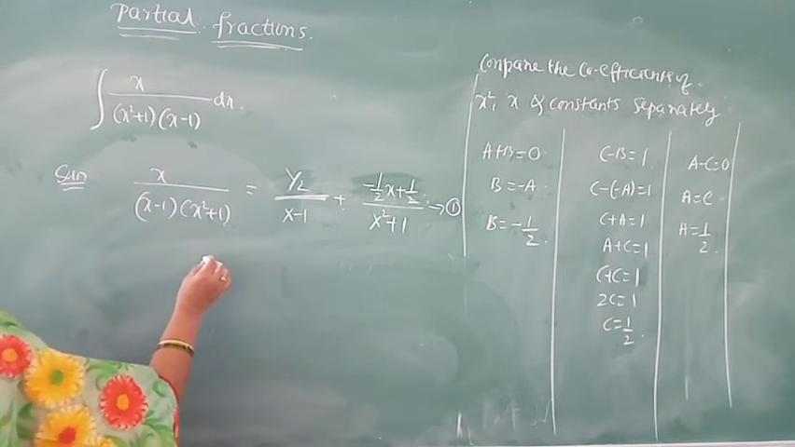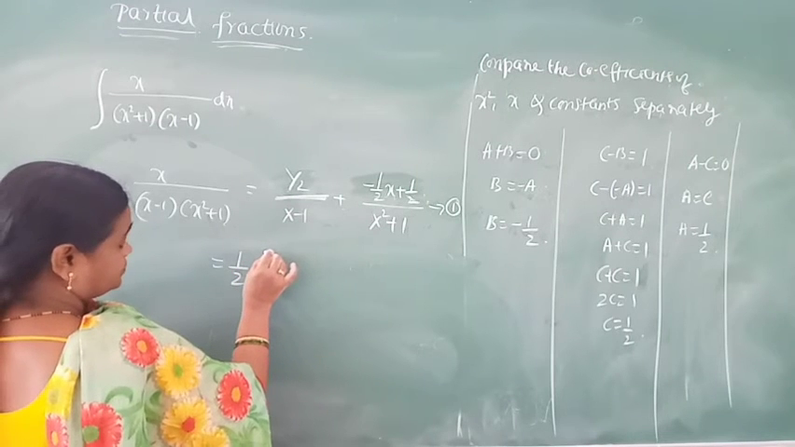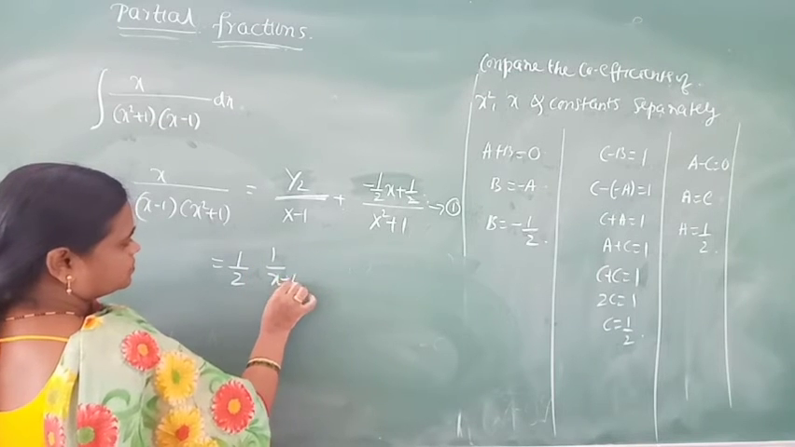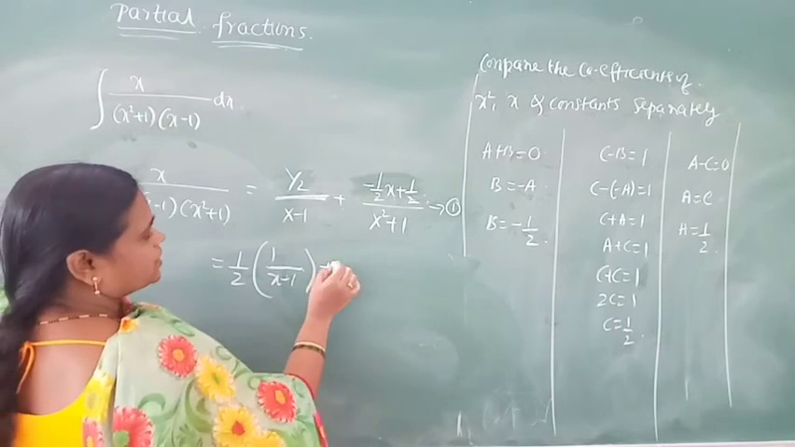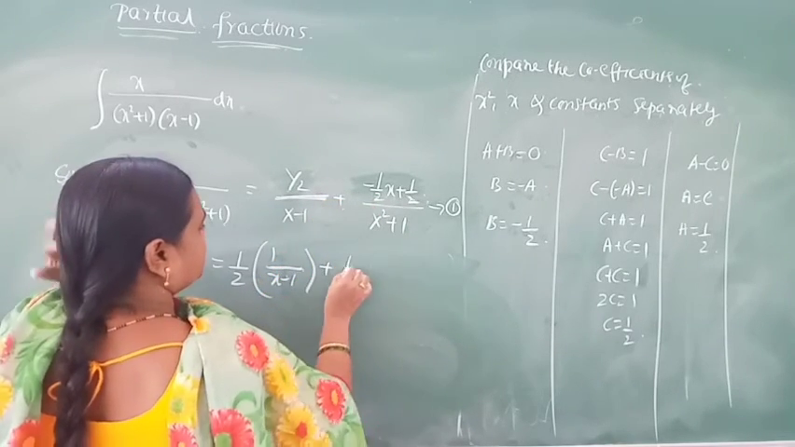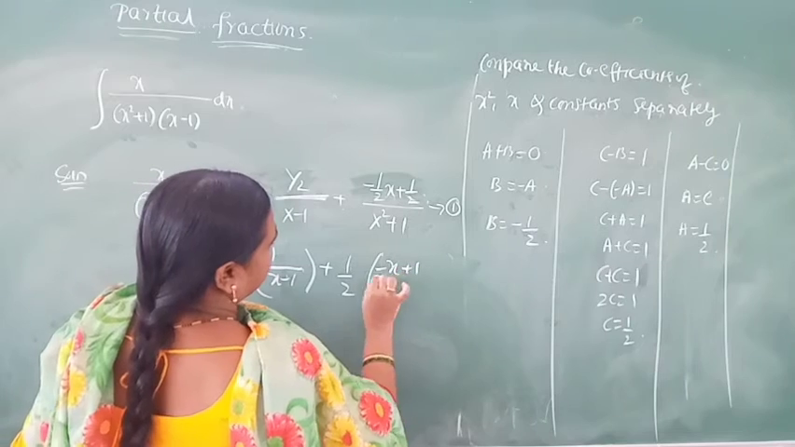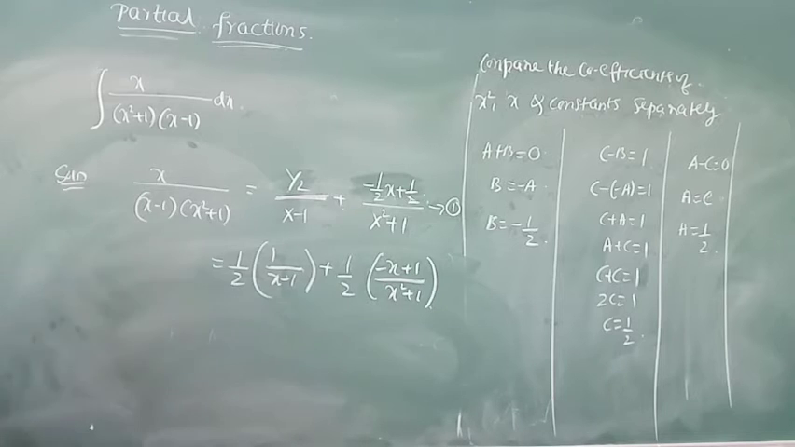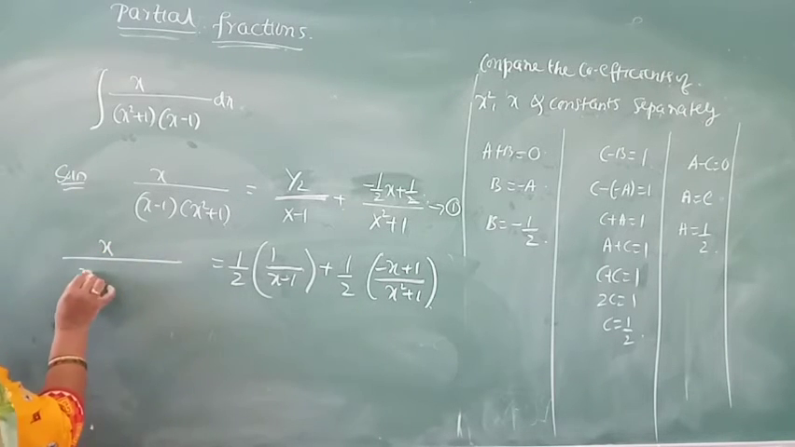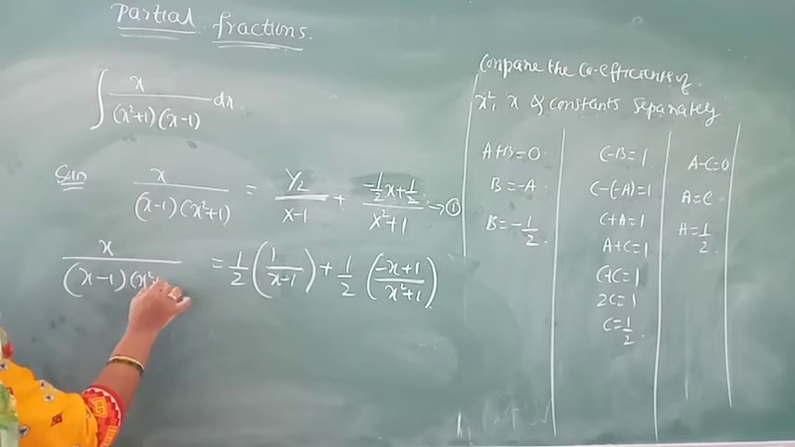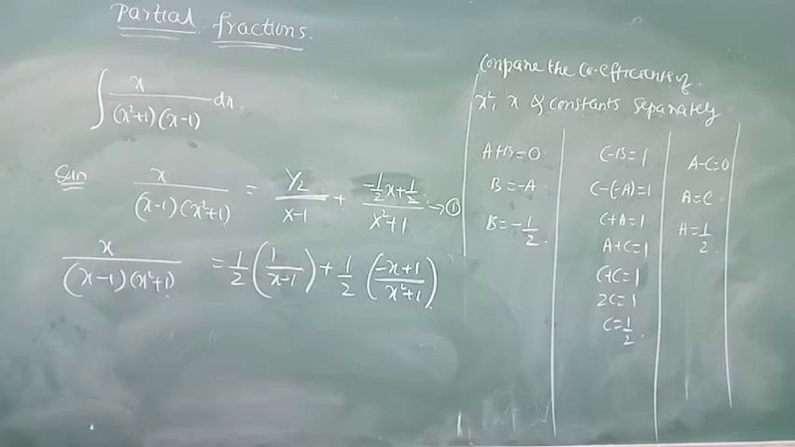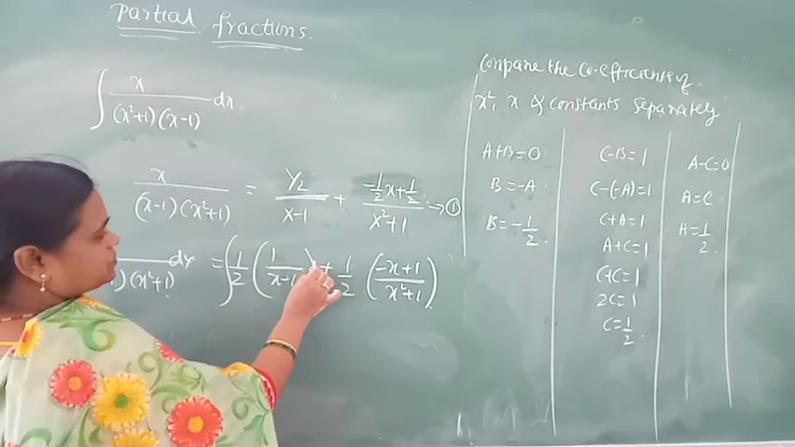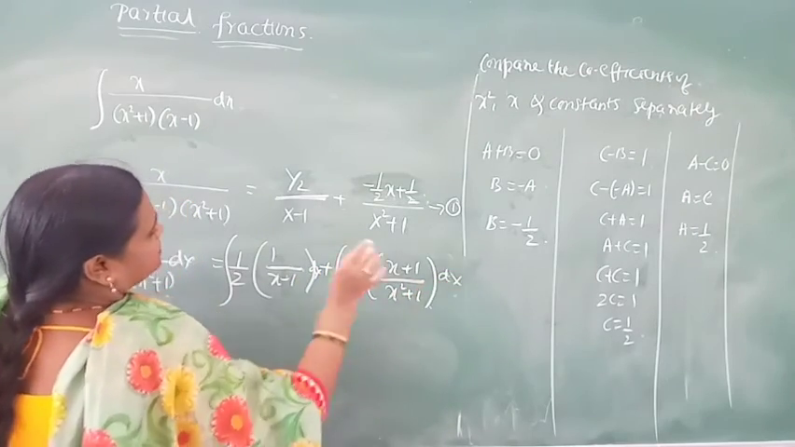Then we can write this one as 1 by 2 times 1 by x minus 1. Correct. Here 1 by 2 is common, take 1 by 2. We get minus x plus 1 divided by x square plus 1. Next, take integration with respect to x. This is also integration with respect to x.